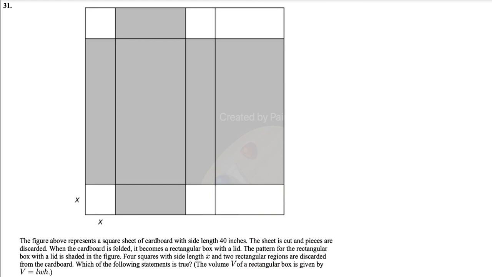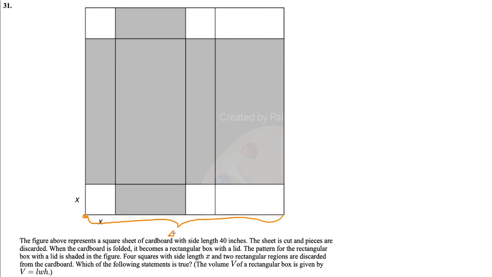What we have here is we want to do this is like your standard optimization problem. This is like the one that's done over and over and over again. So we have a figure above represents a square sheet of cardboard with side length 40 inches. So it tells you that this entire thing is 40 inches, and that's going to be relevant information.